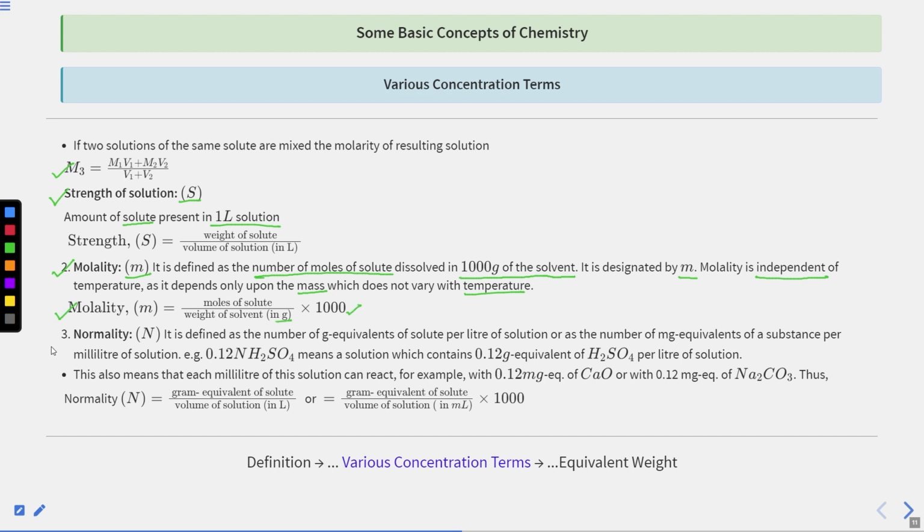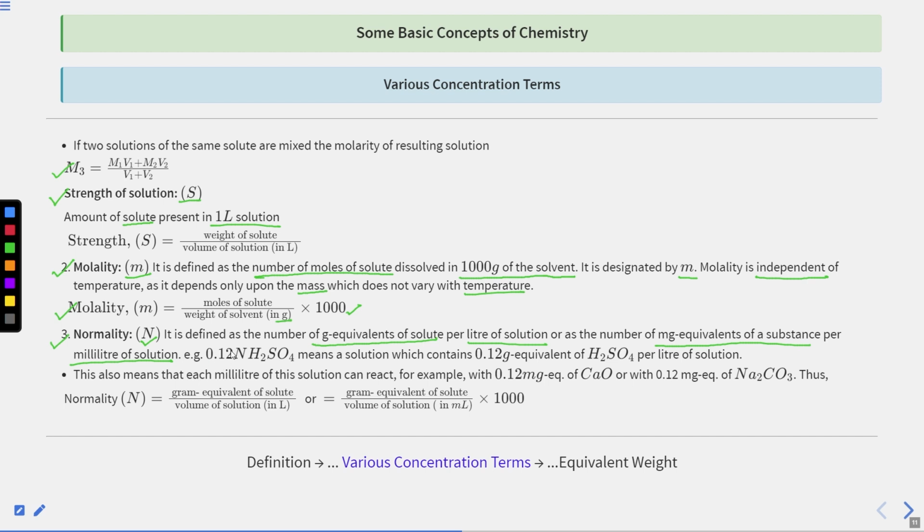Okay. Next one, normality. Capital N is the denoting sign of this. It is defined as the number of gram equivalents of solute per liter of solution, or the number of milligram equivalents of substance per milliliter of solution. Units will be changed in both numerator and denominator.